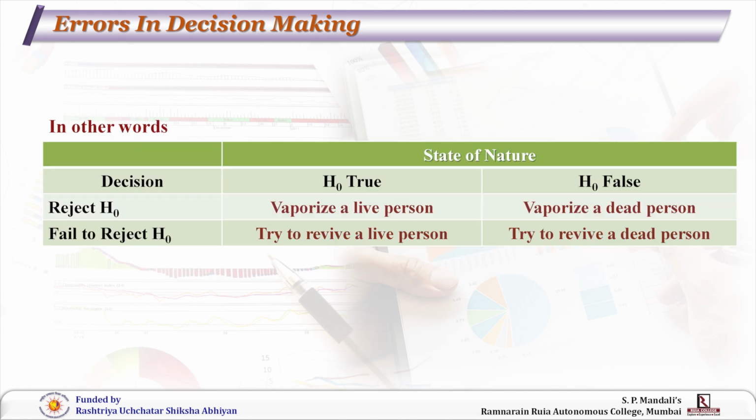In simple English, if H0 is true and it is rejected, the decision is to vaporize a live person. If H0 is true and it is retained, the decision is to revive a live person. If H0 is not true and it is rejected, the decision is to vaporize a dead person. And if H0 is not true and it is retained, the decision is to revive a dead person.